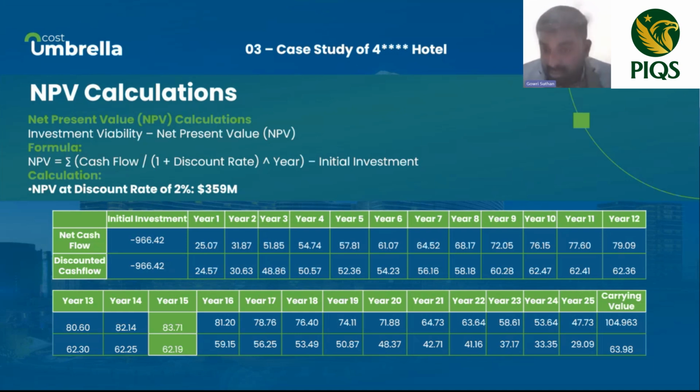But remember, at times, due to business needs, there are companies doing a project with a negative NPV as well, to stay in the business, right? Again and again, remember guys, numbers are numbers. Interpretation is the matter, right?